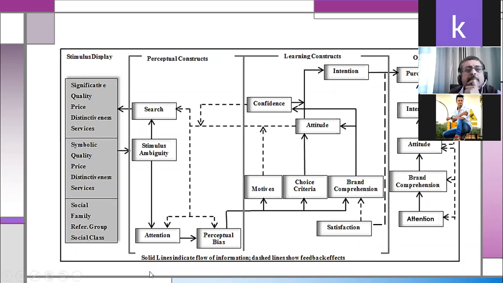In the previous slide I explained about three stages, that is... sorry, one second.